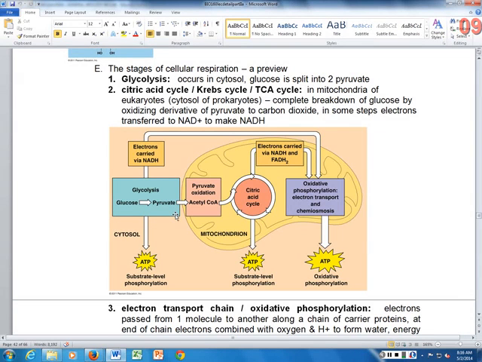So glycolysis is going to be the first part of this. It's going to occur in the cytosol of the cell. During this process, we're going to end up splitting glucose in half. And when we split it in half, what we end up with is 2 pyruvates. That's just the start of the cycle.